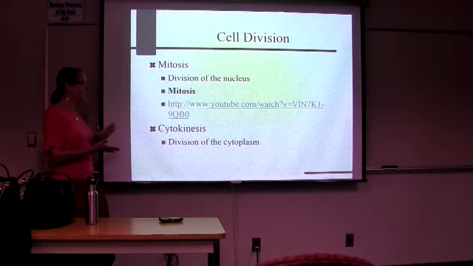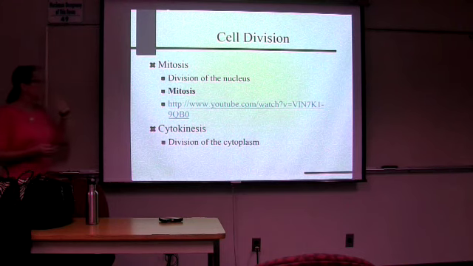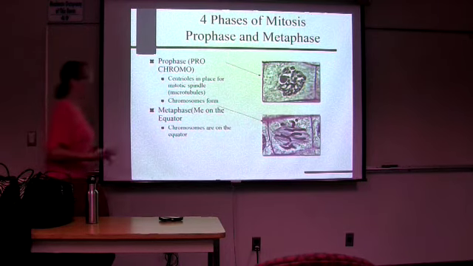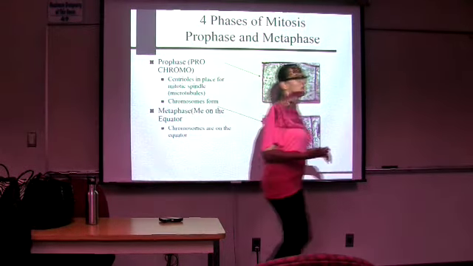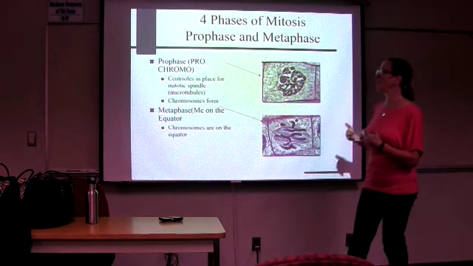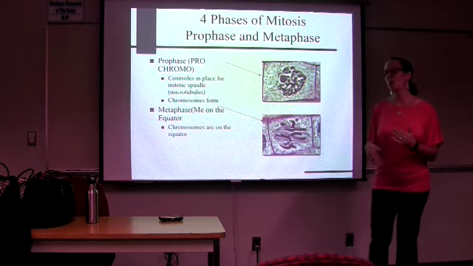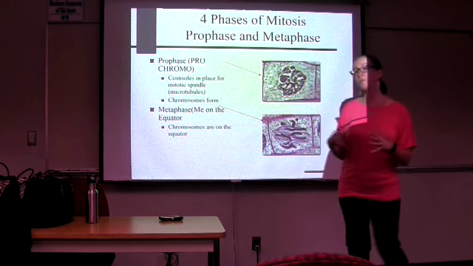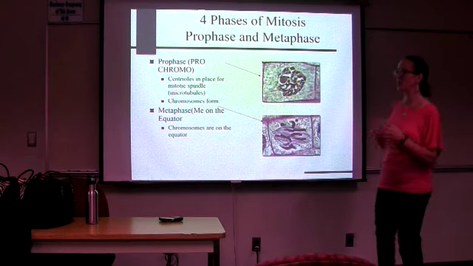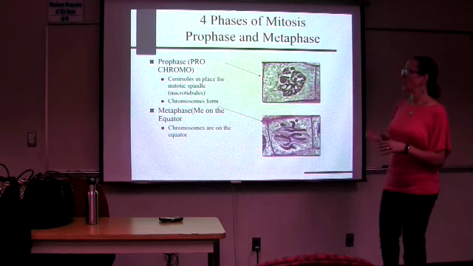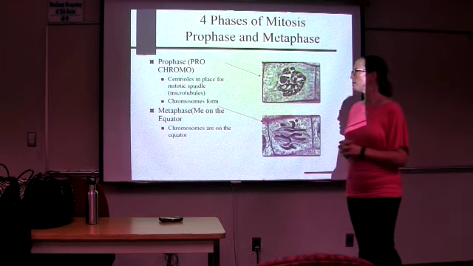So mitosis is the division of the nucleus. Cytokinesis is the division of the cytoplasm, which is the last step. The different phases. I could never remember this, so I tried to put some buzzwords in for you. So prophase, pro-chromo. This is when the chromosomes will form. Okay, your DNA is replicated. It's ready to form chromosomes. This is where it happens in prophase.